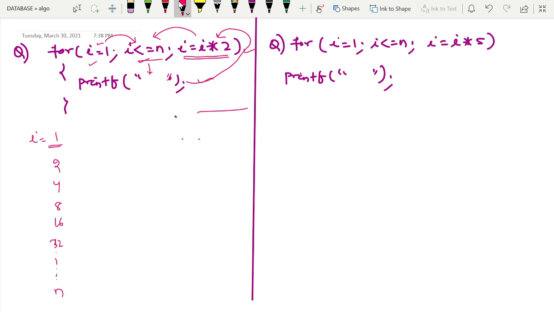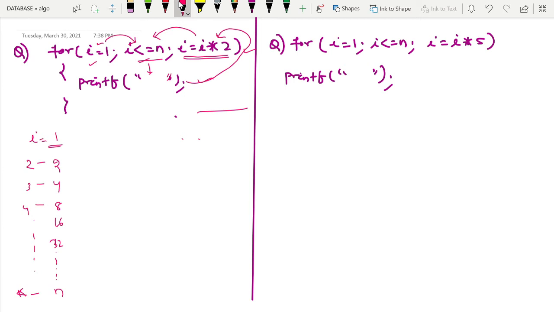When the I value is greater than n, then this condition will become false and we can get out of this loop, right? Let's suppose after k times, here this is the first time, this is the second time, this is the third time, fourth time. In this way, let's suppose at the kth time the I value gets over n. So we just have to find out the value of k, right?